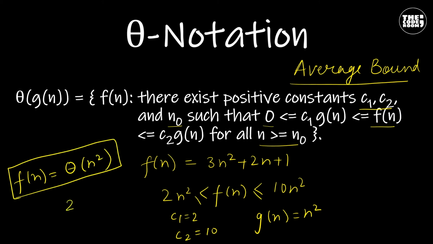What if we took 2n instead of n square? f of n would not be the theta of n because for no value of n, 2n would be greater than or equal to our f of n. Similarly, if we took 6n cube instead of 10n square, f of n would also not be the theta of n cube because for no value of n, c n cube would be less than or equal to our f of n. Therefore, f of n is the theta of only n square.